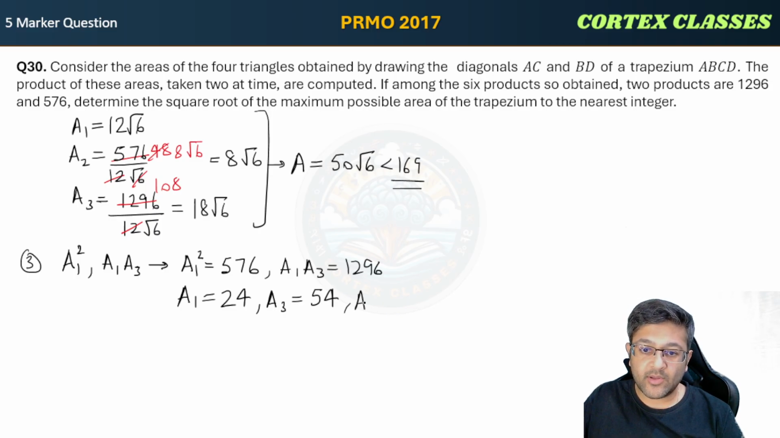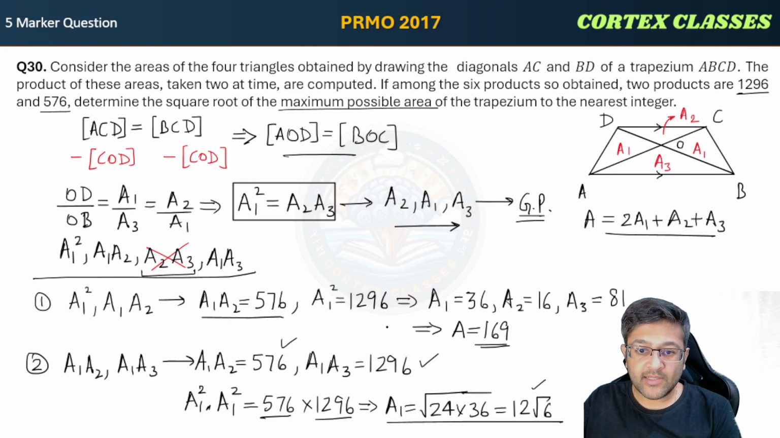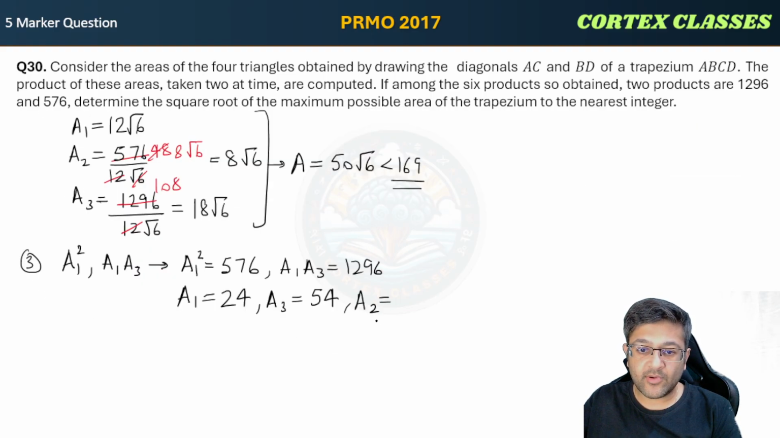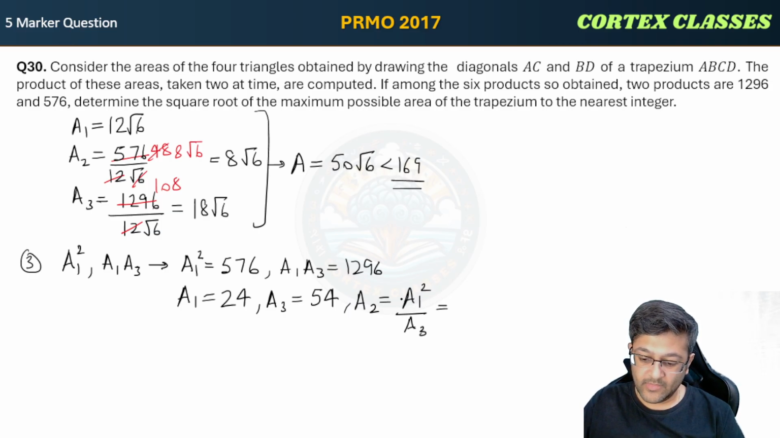Okay, and correspondingly what is a2? From this relation, let us see what is a2. So that is a1 square upon a3, right? We can see it from there. So a1 square is 576 upon 54. Okay, so in this case that is not an integer value, at least इसमें नहीं आ रही है वो integer value तो.